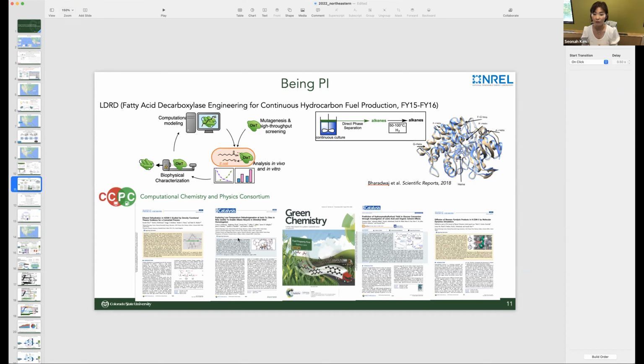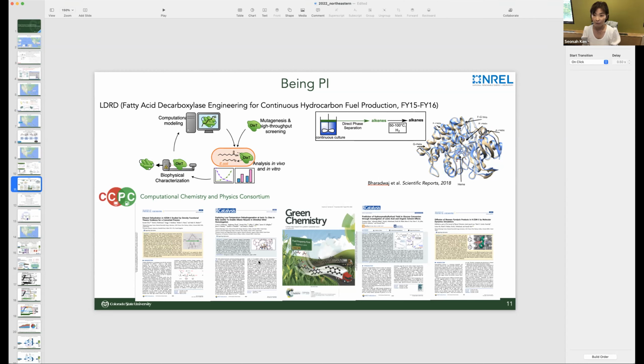That is how I got a lot of productivity with scientists and postdocs too. So this is some of the representative papers that we published. But again, I only worked in the bioenergy area.